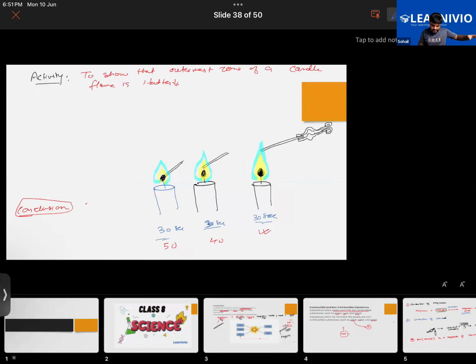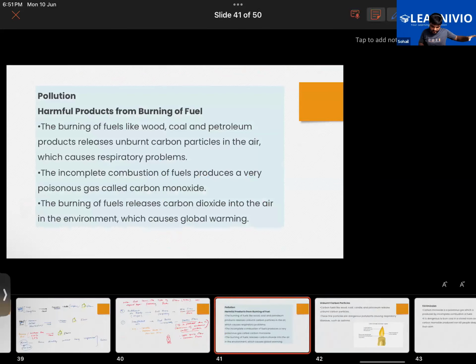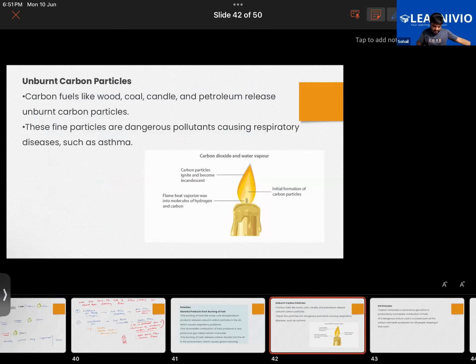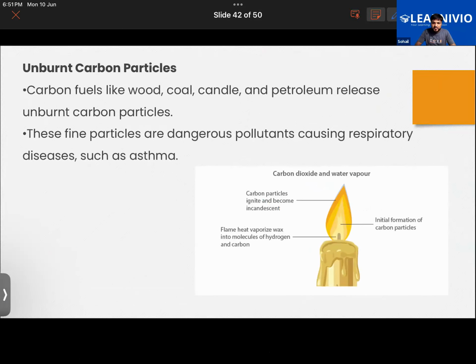We have learned about flame. There are a few topics left to be discussed. There are fuels like wood, coal, candle, and petroleum. These fuels will be majorly releasing unburnt carbon particles. So upon burning these fuels, you will observe the yellow flame. Getting it? And these fine particles are actually dangerous pollutants for the environment that cause respiratory diseases such as asthma. So that is not good for human health.